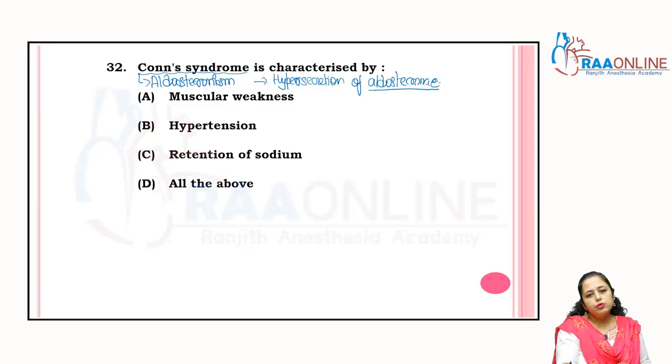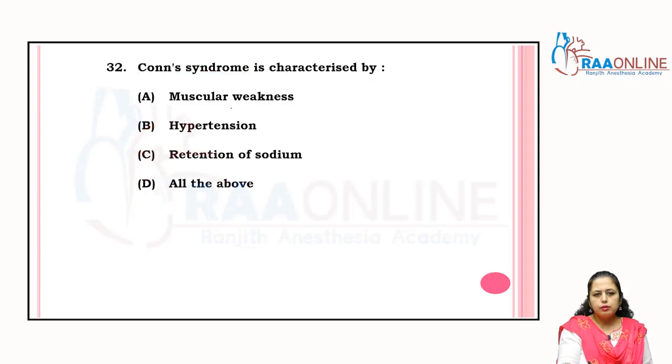Aldosterone is related with the absorption of sodium and water. If it is hypersecreted, then what will happen? The BP is increased abnormally. Muscular weakness occurs, because it absorbs sodium and eliminates potassium, and potassium is necessary for the muscles. So muscular weakness is there, hypertension is there, retention of sodium is also there. So the answer is D, right?